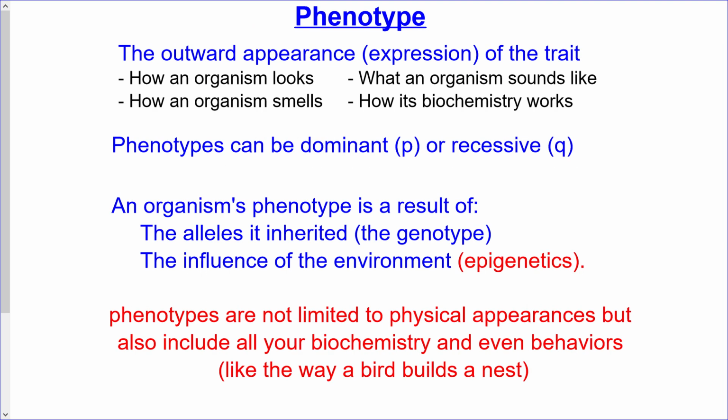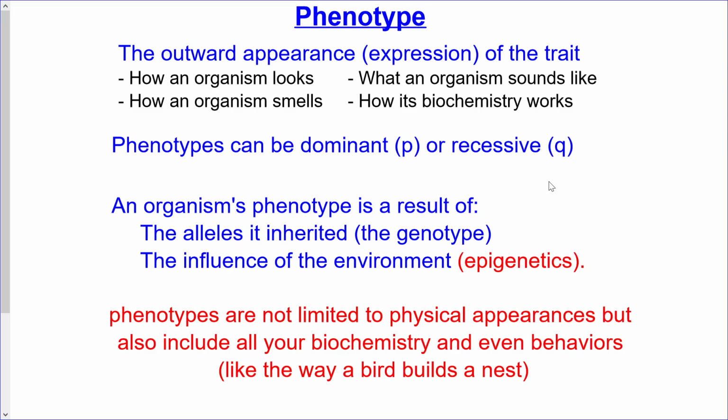All right, first, phenotype. The word phenotype sounds like a pretty scary word. It doesn't really mean anything other than the physical expression of a trait. So it can refer to how an organism looks, smells, what it sounds like, its biochemistry. Phenotypes can be dominant or recessive. For reasons that we'll get into later, the letter P is sometimes associated with dominant and Q is associated with recessive, but we won't worry about that detail at this time.